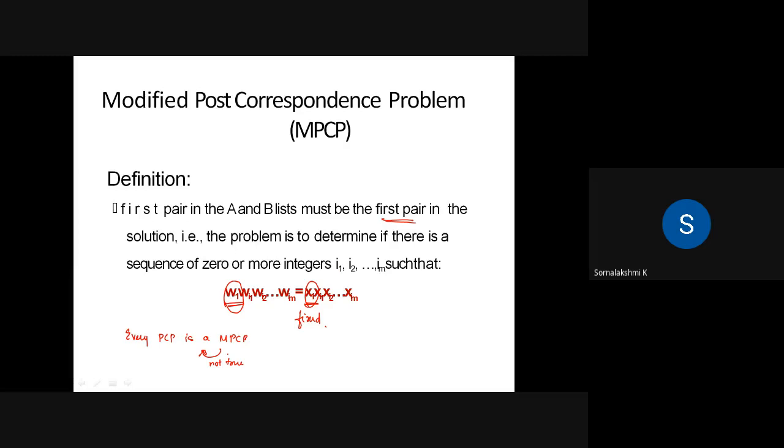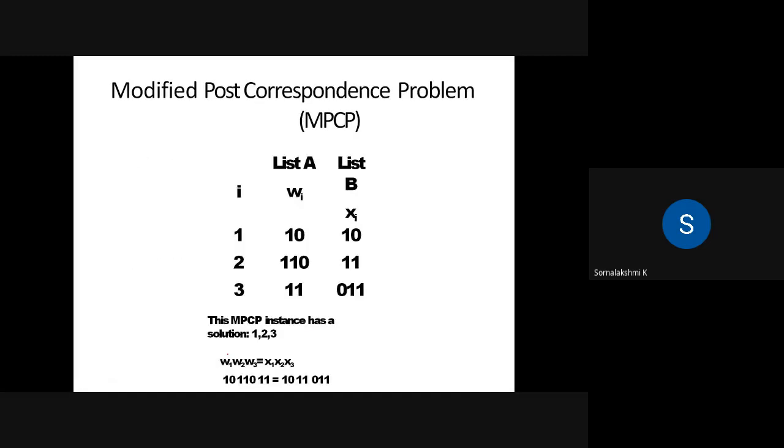Okay, and the next thing, this is the modified post correspondence problem. Now you can see on both sides that the first string is retained as such. The first string is W1 and this is X1. You can see 1010 is retained. After that, you can do any arrangement. 2 or 3 or 1 could occur again.